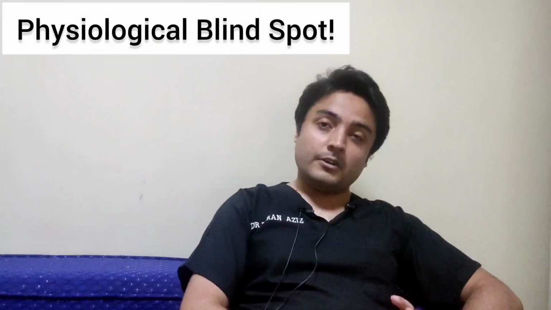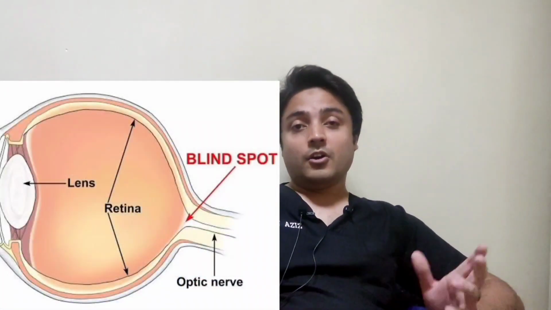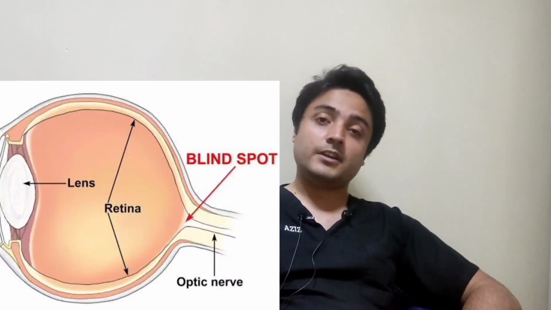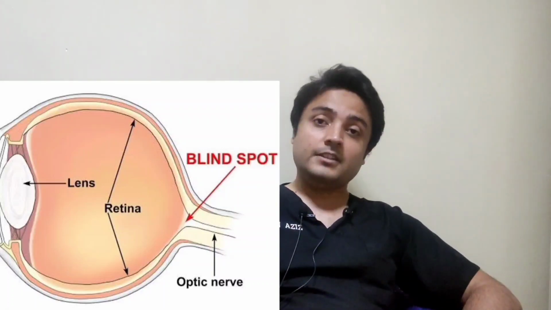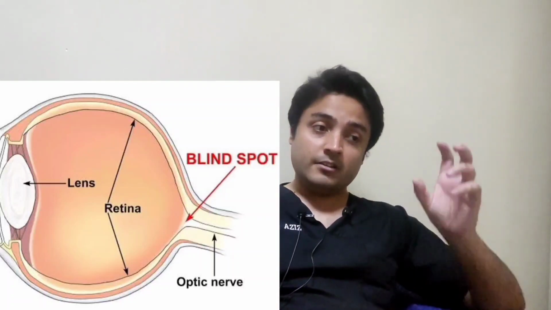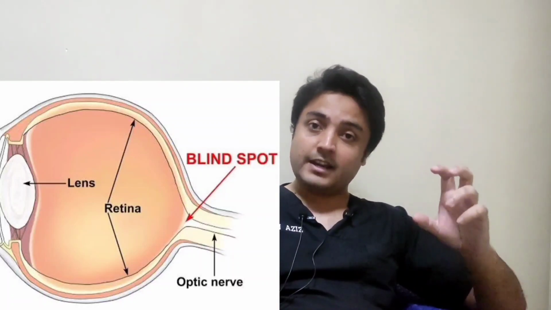Now, why does this happen? This is an image of the eyeball. On the posterior aspect of the eyeball is a layer called the retina. This retina is responsible for the formation of the image. The light strikes on this and the image is formed. The brain perceives this image.